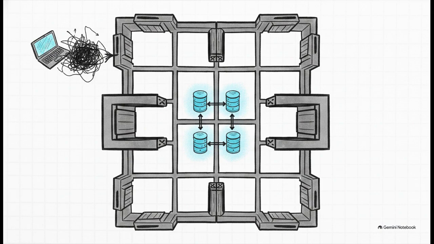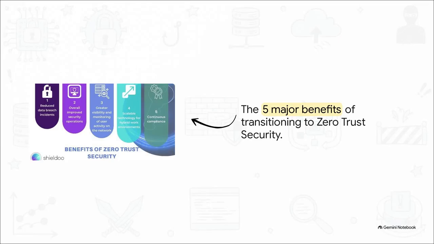completely stopping a small localized infection from reaching your core servers. Transitioning to this constant verification model delivers massive real-world impact. We see radically reduced data breach incidents, much more streamlined security operations, and just unparalleled visibility into what users are actually doing. Plus, it scales perfectly for today's hybrid work environments while keeping you continuously compliant.